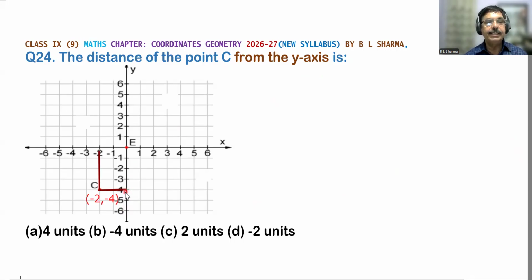So this is the y-axis: 1 unit and 1 unit, 2 units. So you have to write here the answer, that is 2. So C is the correct answer. Please don't write negative. Distance is never negative, so whenever distance comes, mark it positive. That is 2 units. Yes, you can say negative direction of x-axis. So the distance of the point C from the y-axis in this figure is 2 units.